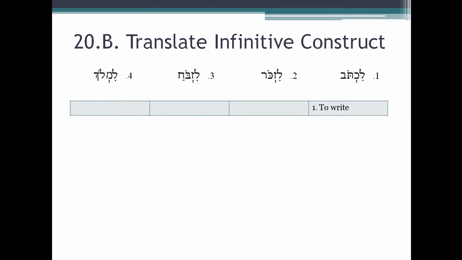Number 2, lizkor, to remember. Number 3, lizboach, to sacrifice. Number 4, limlok, to reign or to rule. Again, if you know your vocabulary, those were easy.